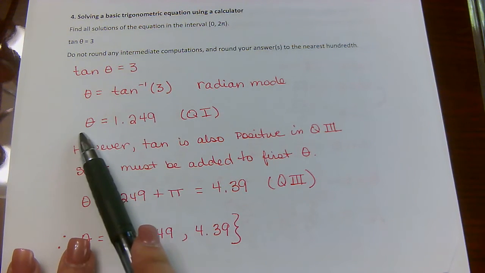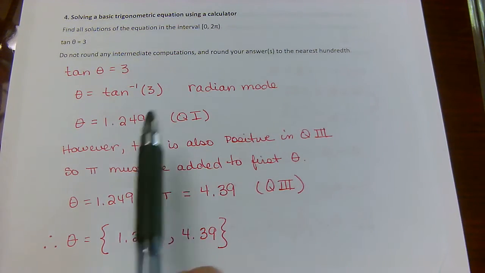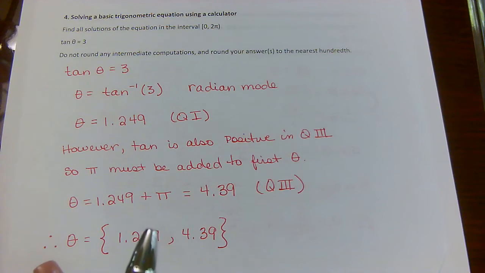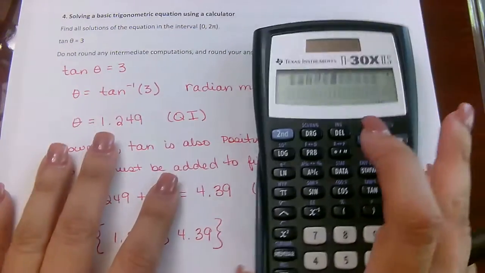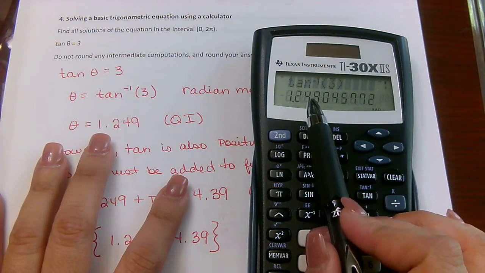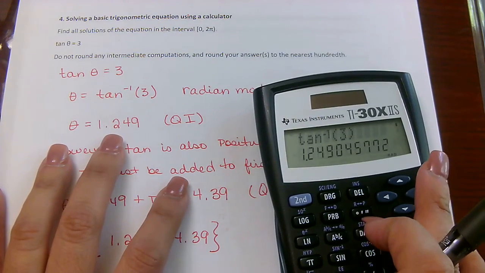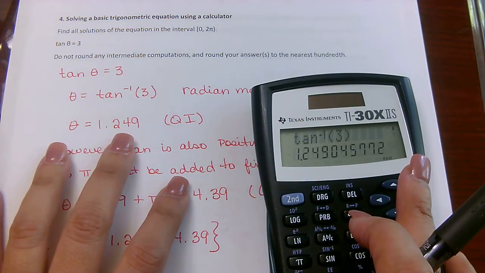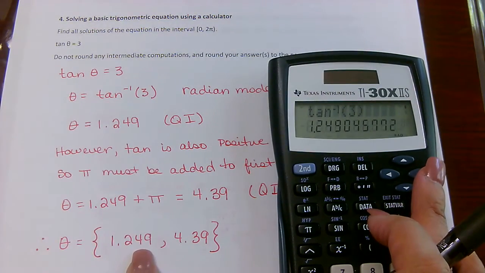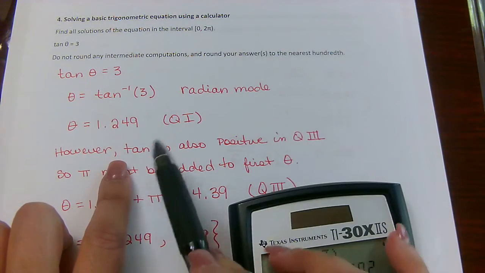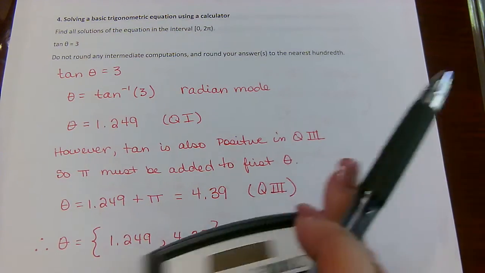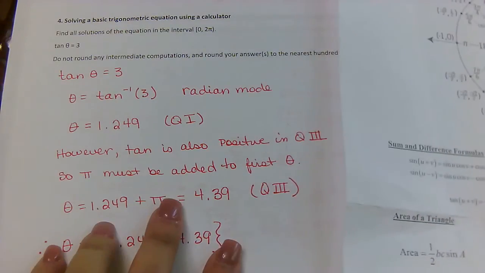Okay, so the first thing we need to do is determine what our theta is. Okay, so I'm going to go ahead and do that. I'm going to do second tangent, and then I'm going to put a 3 in here. Okay, so here we go, 1.249. It does say to the nearest hundredths. I think I just did to the nearest thousands, because that's what my answer shows here, but that's okay. So this should be a 5. All right, remember, tangent is also positive in quadrant 3, so in order to go from quadrant 1 to quadrant 3, we must add pi.